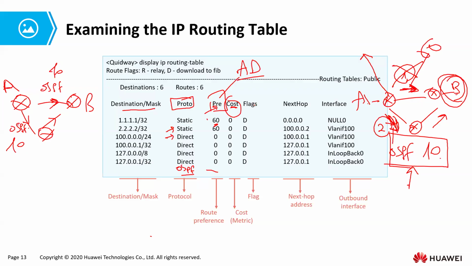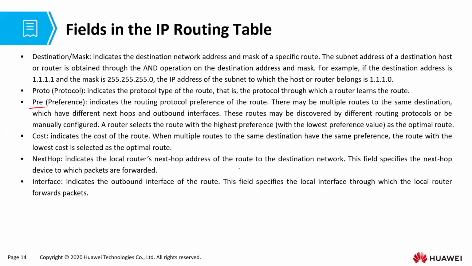Then we have the next hop and the interface. This is the exit interface. Next hop, we've discussed it, is the IP address where our packet will be forwarded next. Then to end up, I think this basically summarizes the information, yes, all the fields in the routing table.